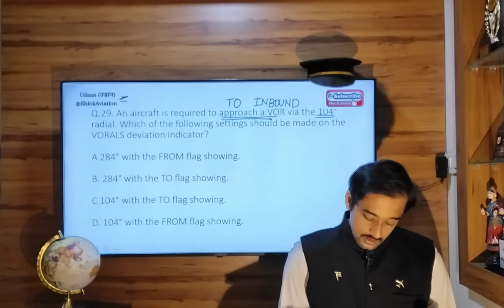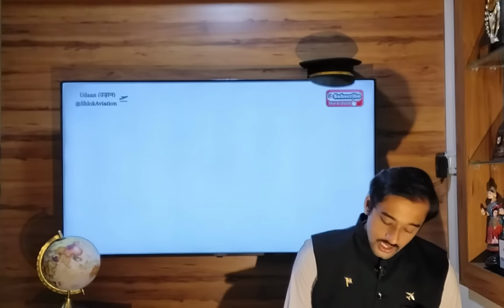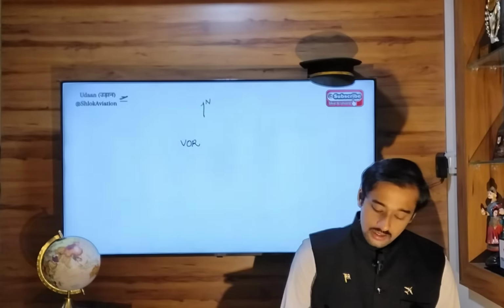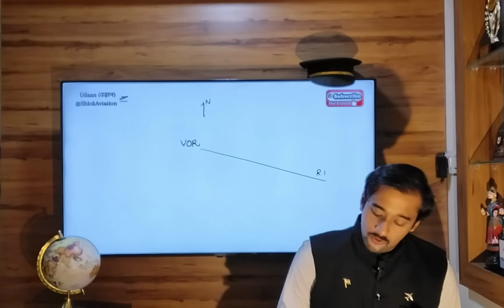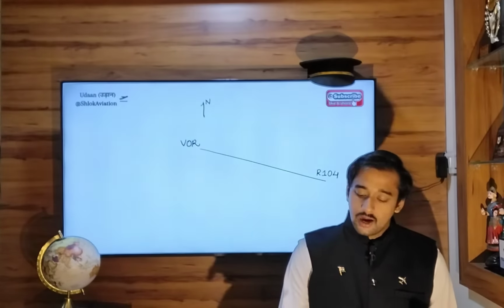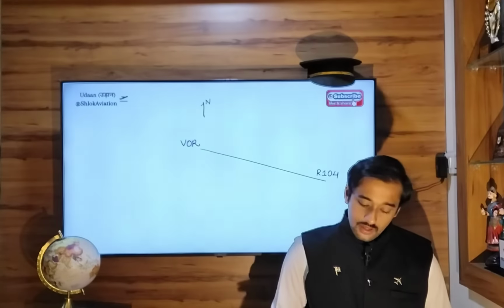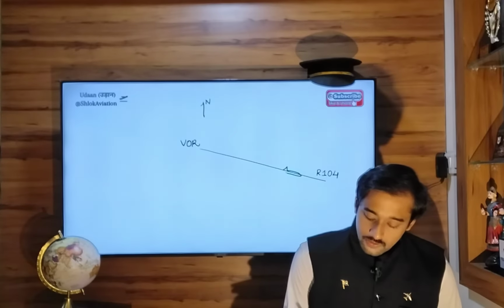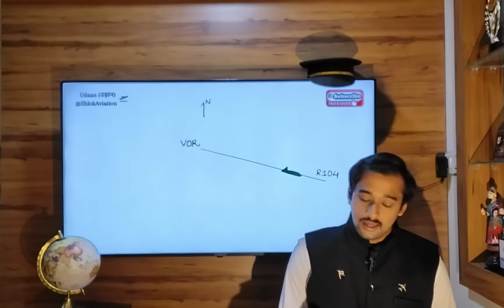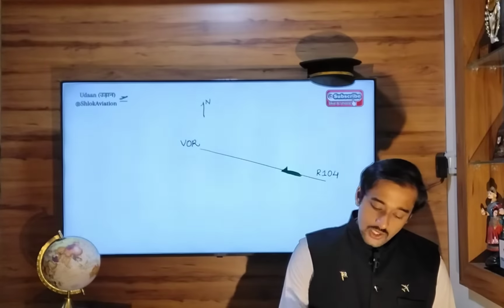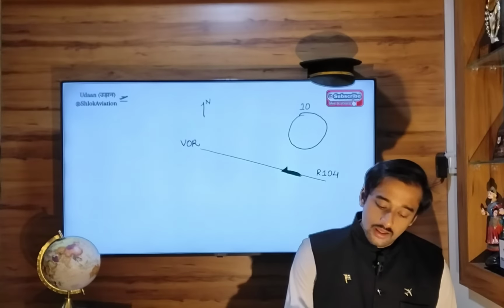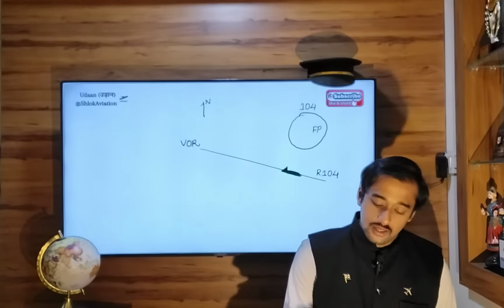So let's draw the VOR. This is your VOR station. This is your north datum. This is your radial 104. And now there are two possibilities again. You can fly on this radial 104 and go outbound. Okay, in that case, what settings will you do? You will put 104 here. You will get a from indication.